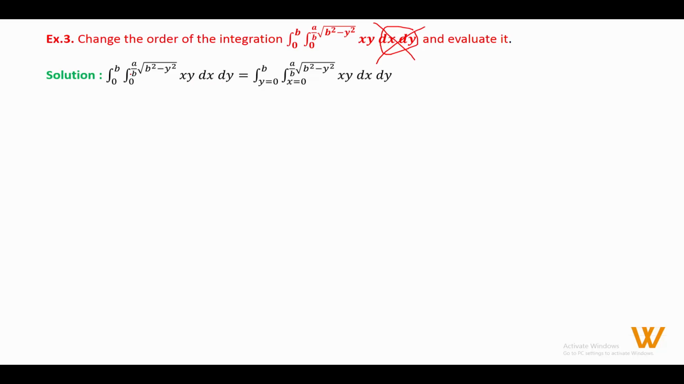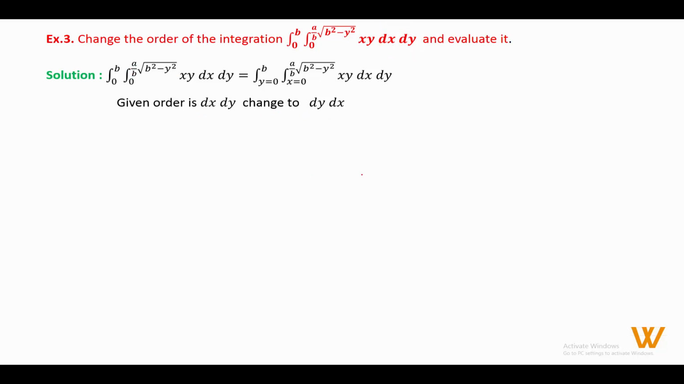Now here the limit of this integration is in terms of y. This is in terms of y, so these are values of x. So in this integration these are values of x and these are values of y. So it is equal to integration y varies from 0 to b, integration x varies from 0 to a upon b square root b square minus y square, xy. First integration with respect to x, dx, and then with respect to y, dy. This is the correct order. So the given integration order is dx dy. Change this order to dy dx.